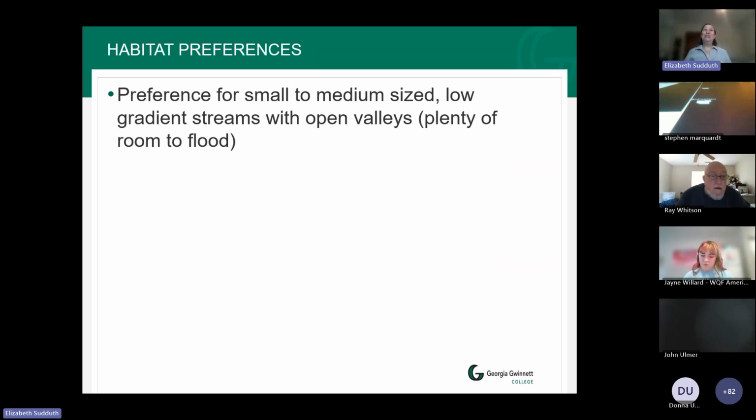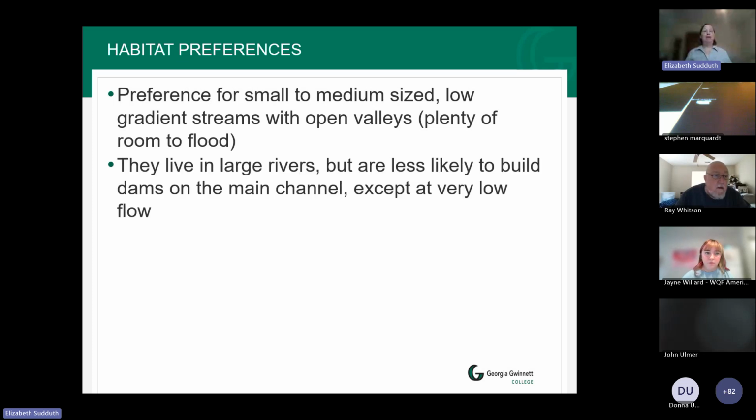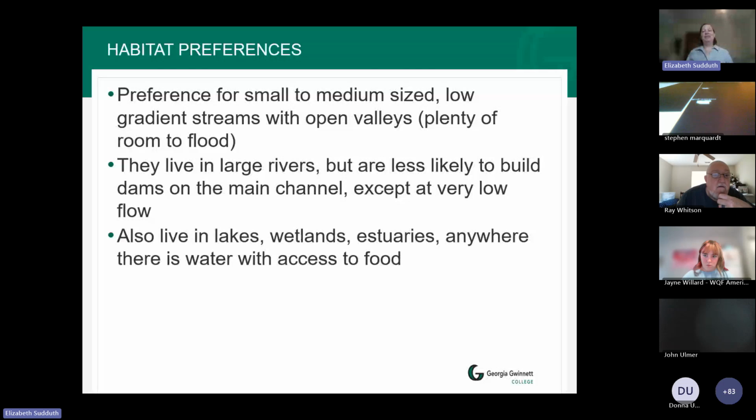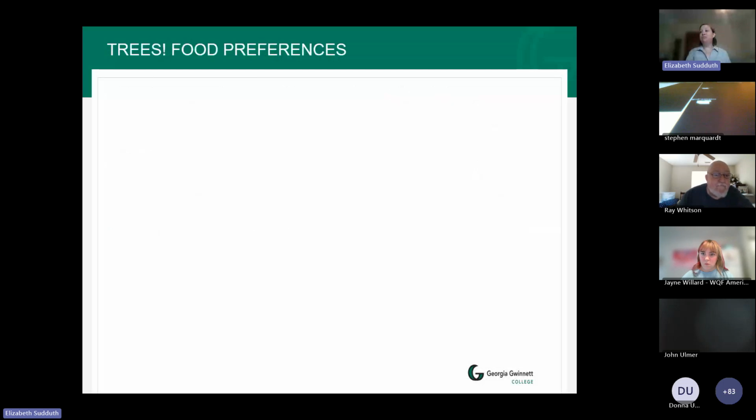They also live in large rivers. And around here, we know that they were living in the Chattahoochee when they were extirpated everywhere else. But they don't build dams on large rivers. They tend to live in burrows in the banks instead, and so they're less obvious there. And many of us know that they live anywhere they can find water to live in, including lakes, wetlands, stormwater ponds, estuaries, anywhere there's water with access to food.